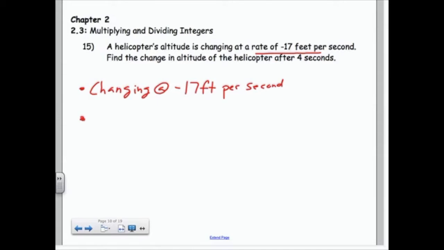From there, the next one is pretty much the question itself. It's asking about 4 seconds. So they want to know what the change of altitude would be after 4 seconds. So change after 4 seconds.